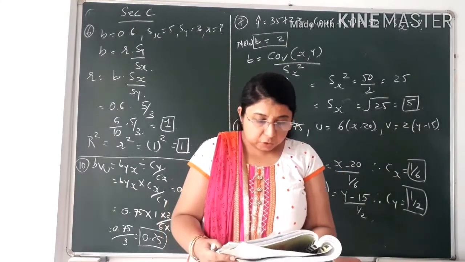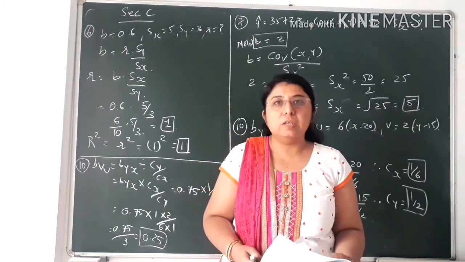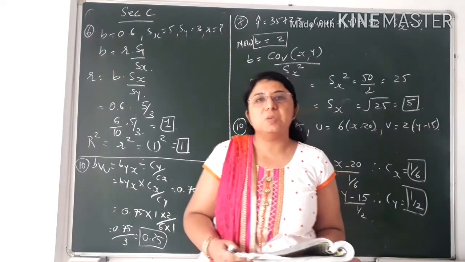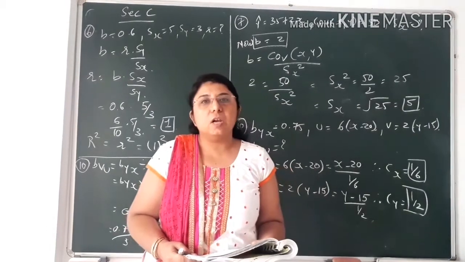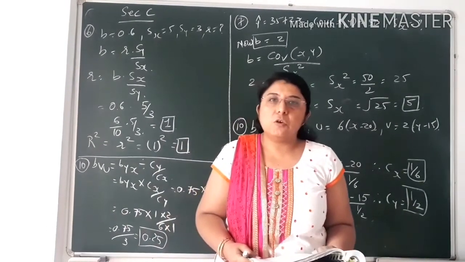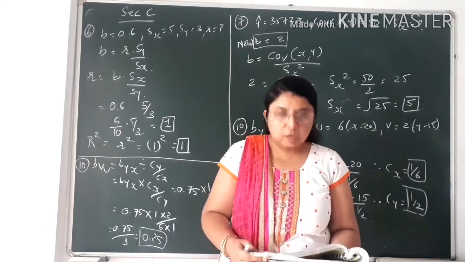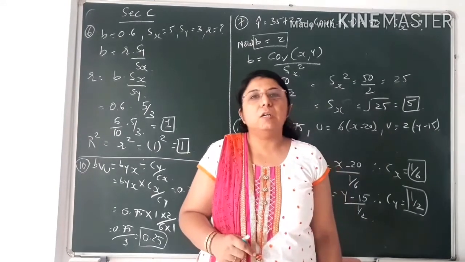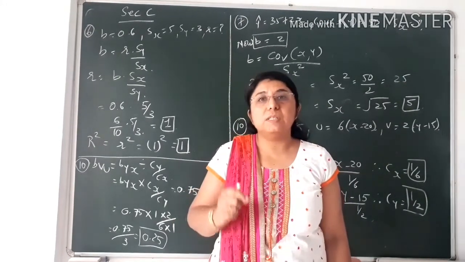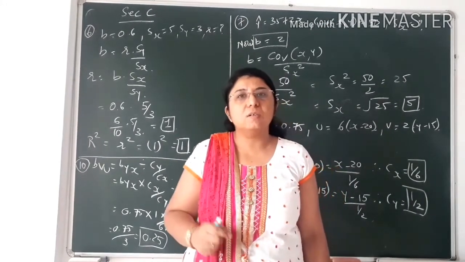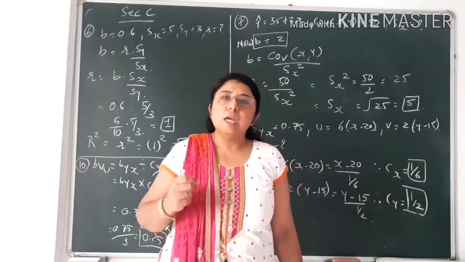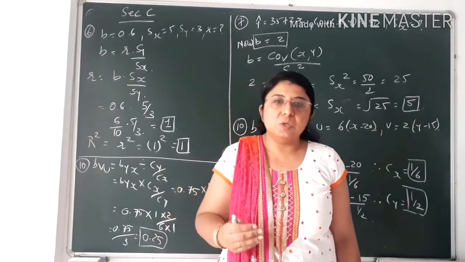And the standard deviation of x and y are 5 and 3 respectively. It means three data have been given to you, that is regression coefficient of y on x, standard deviation of x and standard deviation of y. From these three data you have to find the coefficient of determination. It means capital R square. Already we had discussed what is coefficient of determination and what is its formula in the previous video lectures.